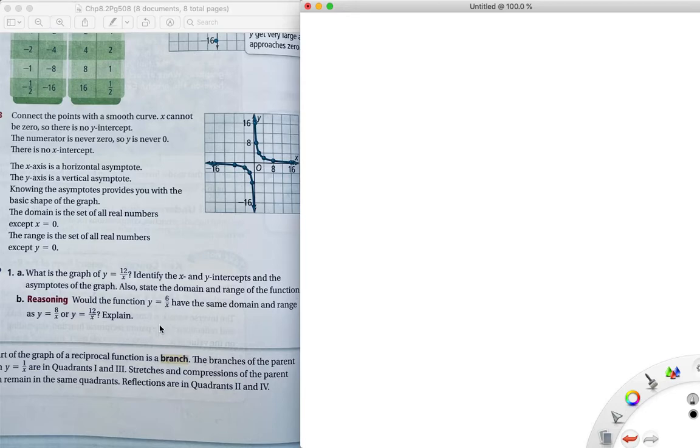If I have 6 over x or 8 over x or 12 over x, they're all going to be similar functions. They're going to have the same asymptotes. When it's like this, y equals 12 over x, also note there is no y-intercept. It doesn't cross the y-axis. So no y-intercept.